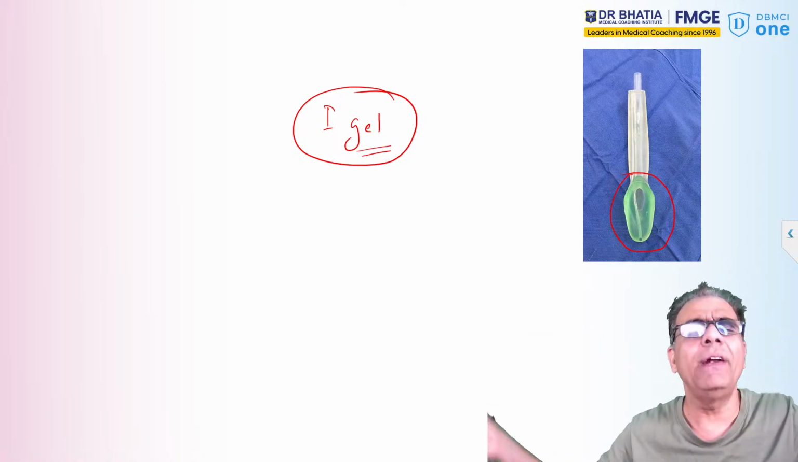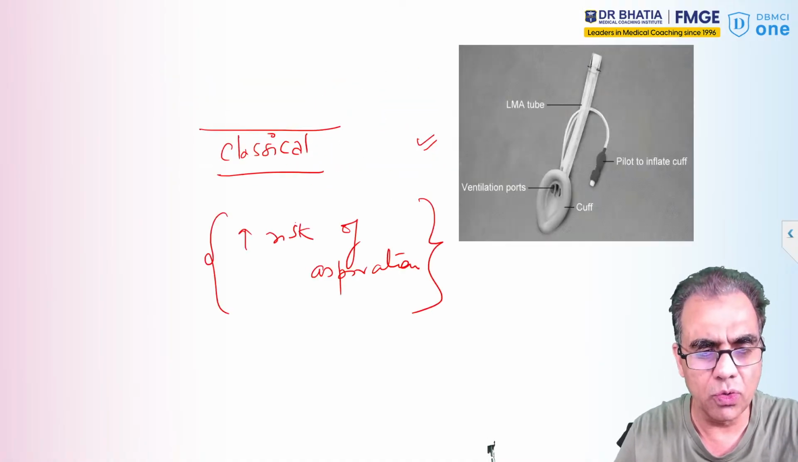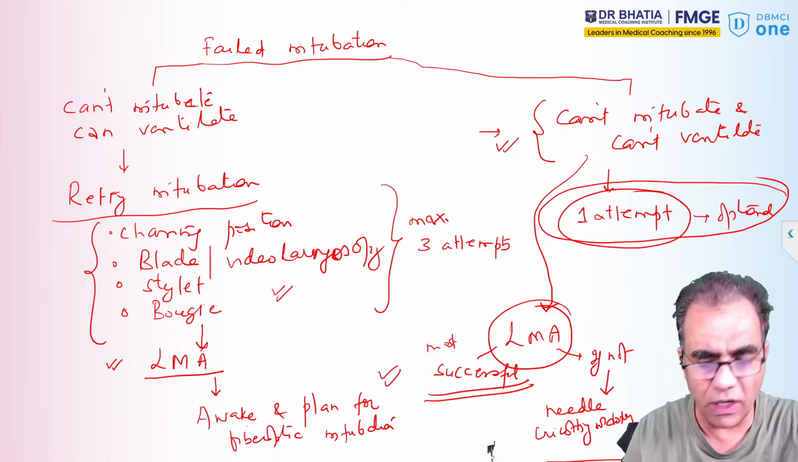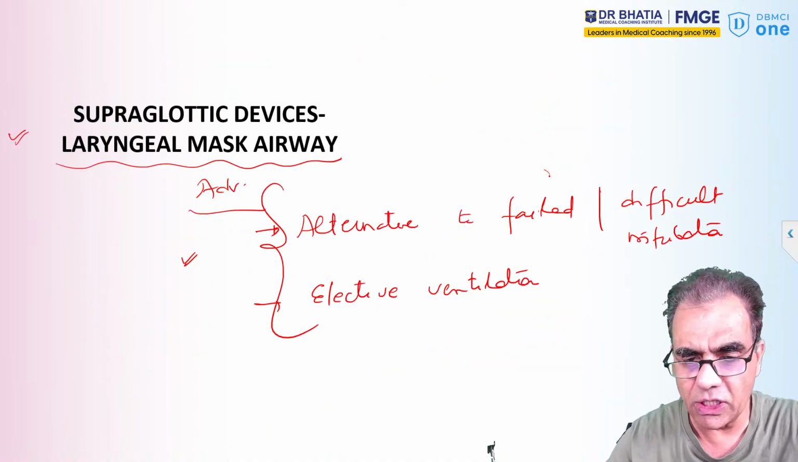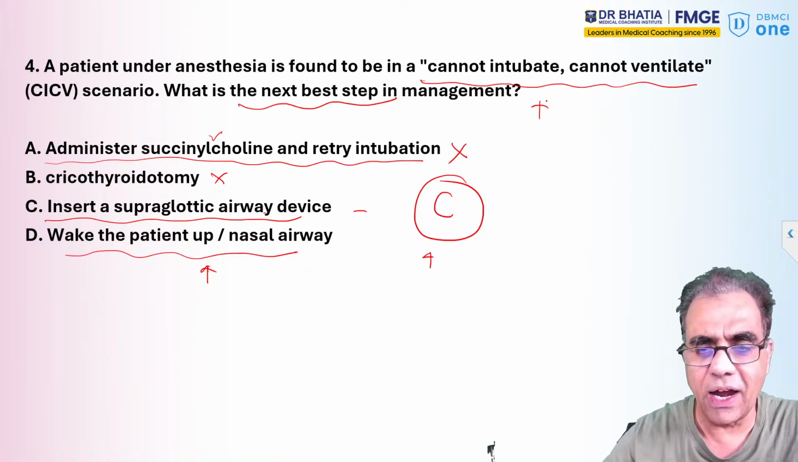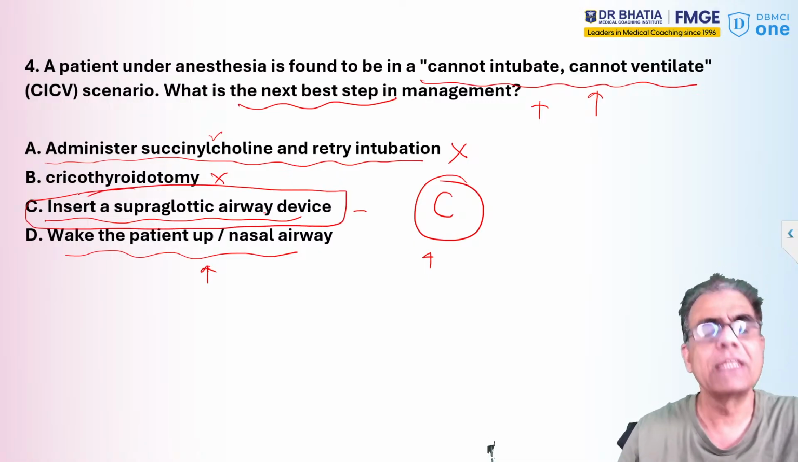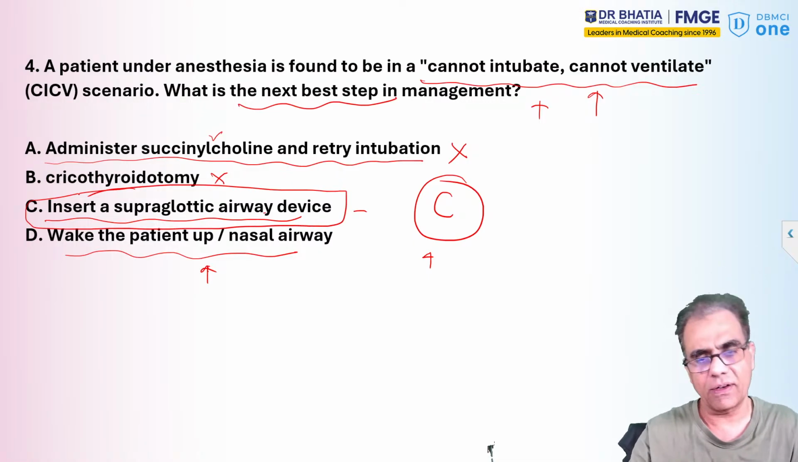So there are so many types, but these are the very common and basic ones that you must know. Now it is very clear that the main indication is as an alternative to failed or difficult intubation. In this scenario, we're not able to ventilate, not able to intubate, so LMA actually comes as a savior.